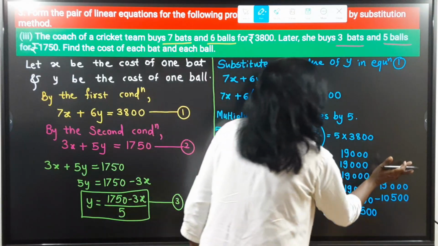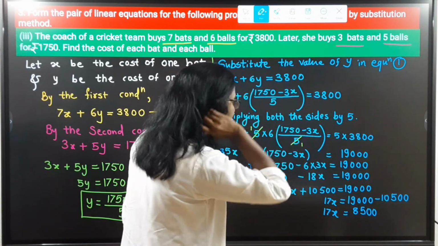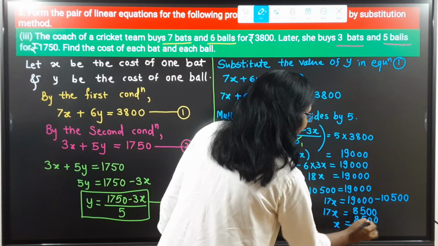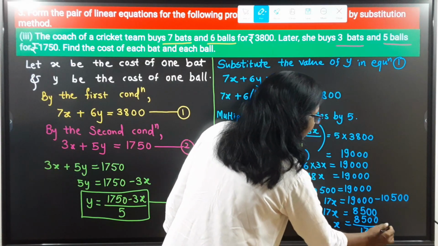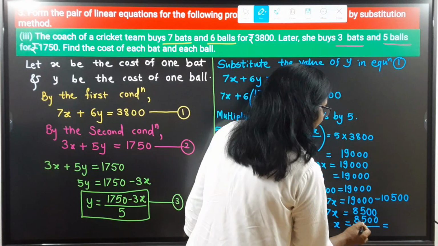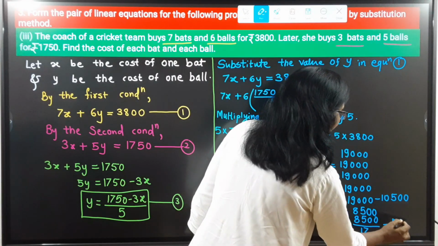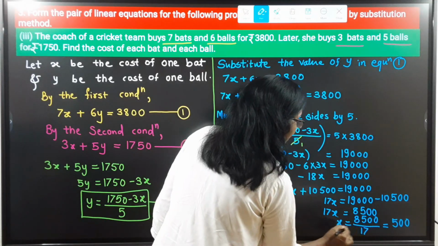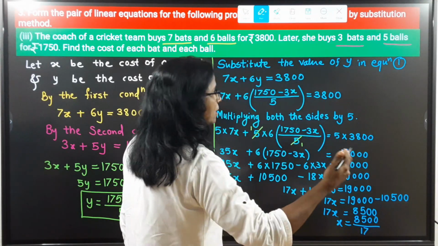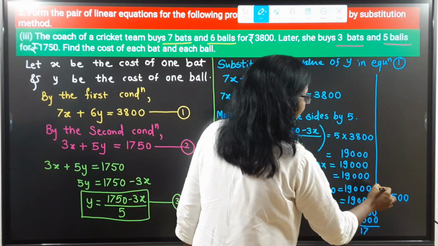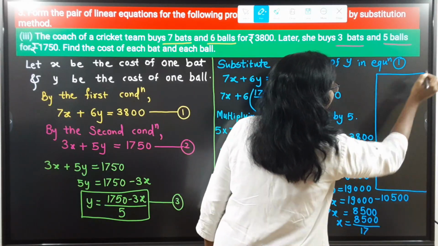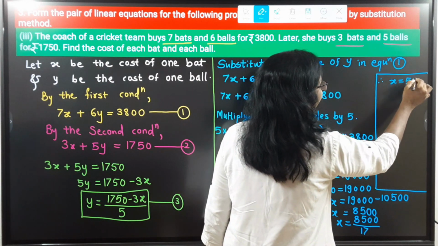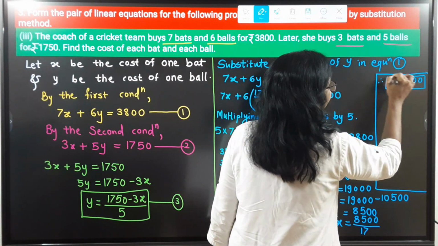Okay, so now here students, x is equal to 8,500 divided by 17. 17 1s are 17, 17 5s are 85, so 500. So here x is equal to 500. I write the final answer in the next step. Therefore x is equal to 500. Okay students, x is equal to 500.